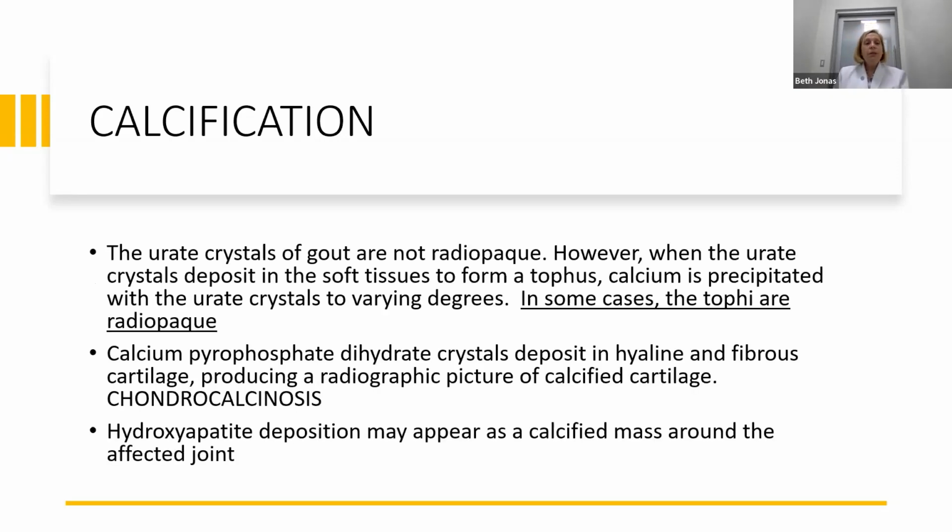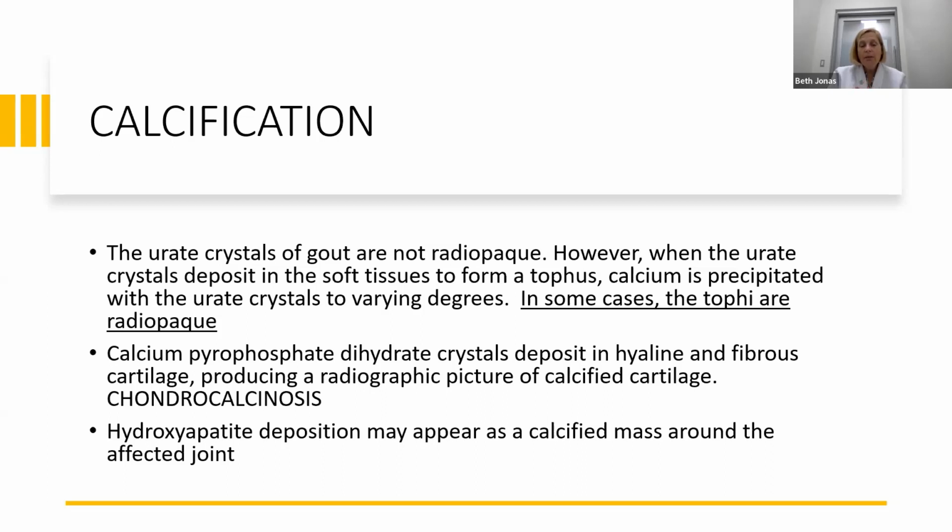So as I mentioned a second ago, the urate crystals of gout are not radiopaque in and of themselves. However, when the urate crystals deposit in soft tissues and form a tophus, they can have calcium precipitate within that tophus. And so in those cases, the tophi may be radiopaque. So that can be helpful when you're trying to make a diagnosis of gout.